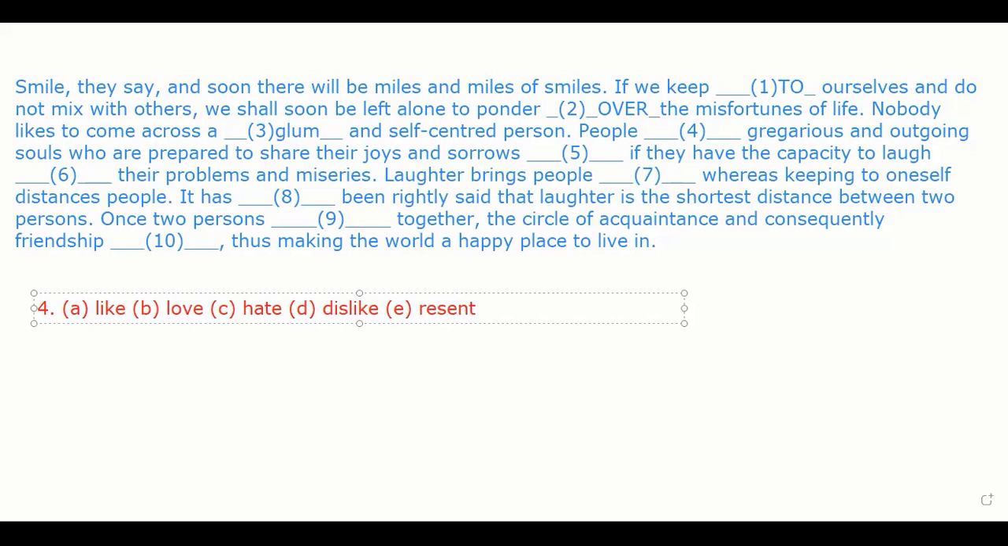Because in the previous sentence, it is already negative, so people don't like. Yes. Nobody likes to come across. So they are saying people what? And also the gregarious outgoing souls who are prepared to share the joy. So in the last sentence we already said people don't like. We are not saying people obviously like or love. So everybody agrees it has to be either like or love.